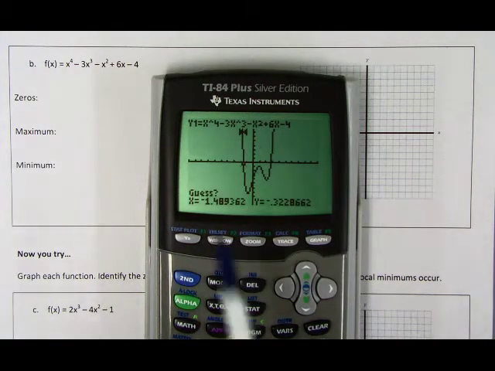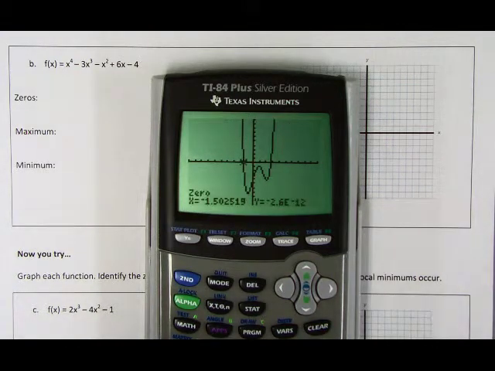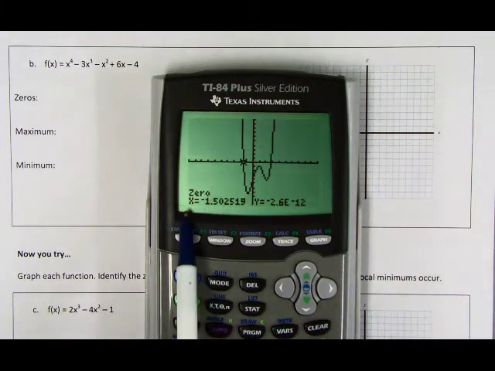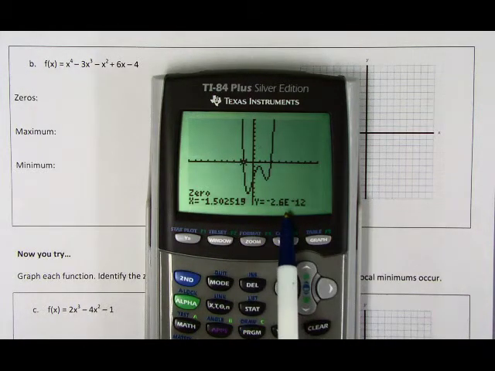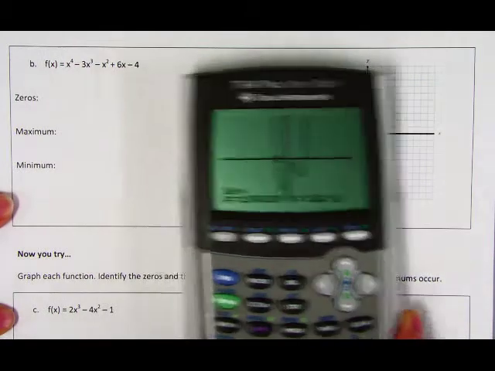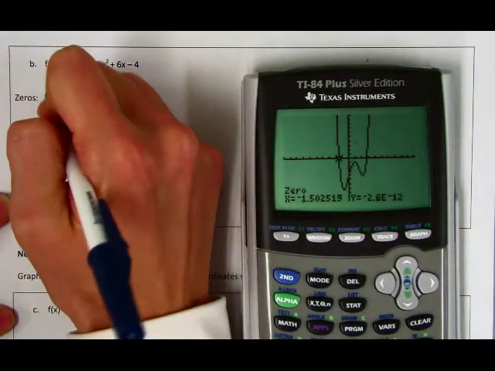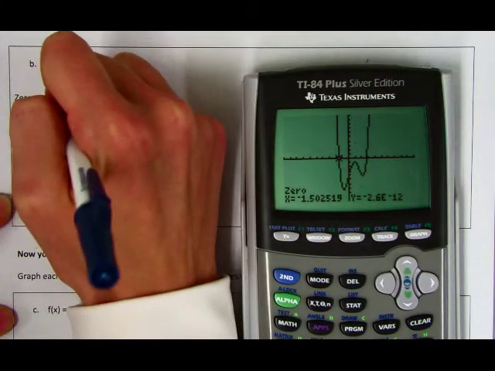So hit enter. It asks us to guess, and if we hit enter again, it tells us that we have an x value of -1.5 and a y value of -2.6, but remember, it's e to the -12, so it's very, very little, which means we're going to estimate the y value to be 0. So our first 0 is going to be at -1.50.